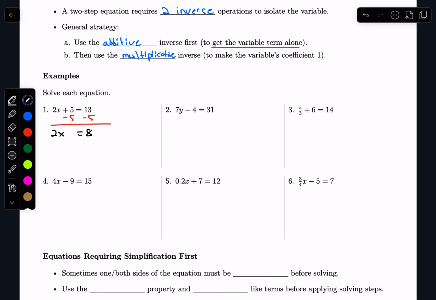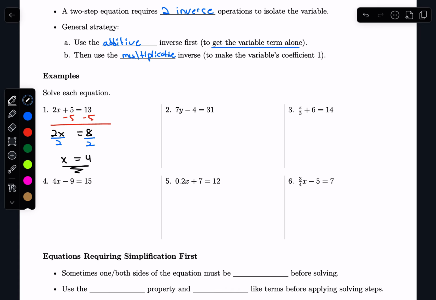Now I have 2x equals 8, so I go ahead and use the multiplicative inverse now. So I'm going to divide by 2, where I could have either multiplied by 1/2 or divided by 2. Those mean the same thing. And in this case, 2x over 2 is just x, and 8 over 2 gives me 4. So my solution is x equals 4. And if we want, we can check by plugging that back in. 2 times 4 is 8, plus 5 does in fact give us 13.